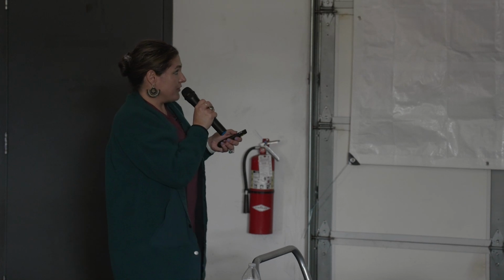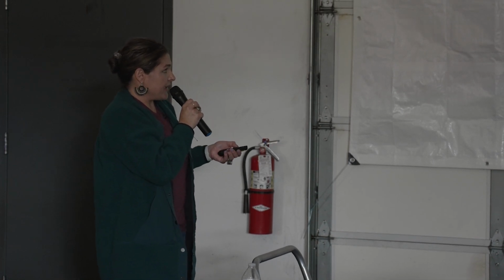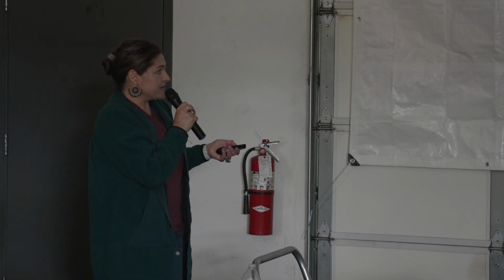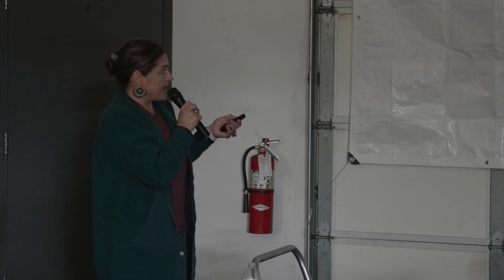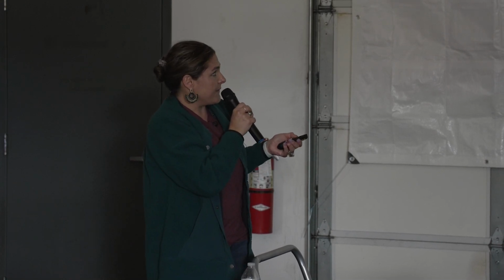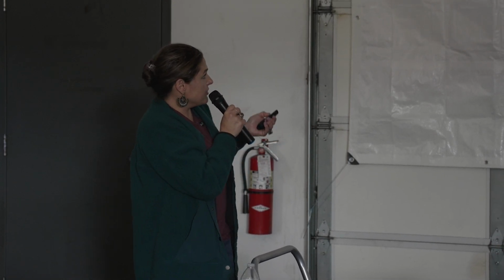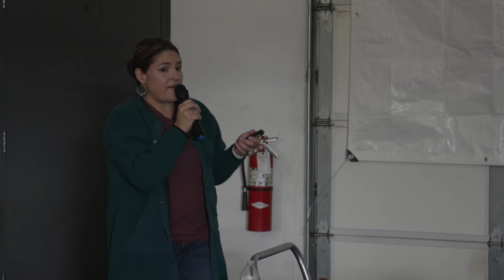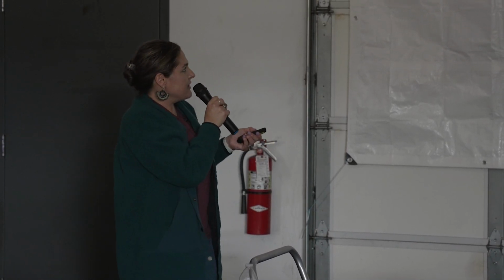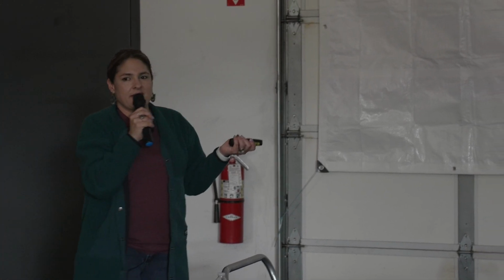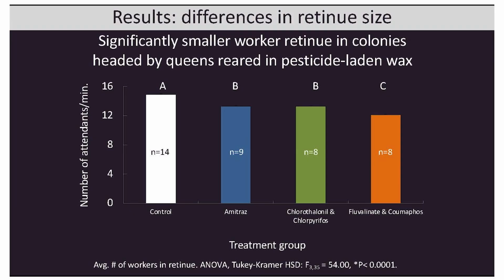And very strikingly, what we also found was that the queens that were reared in the miticide groups, fluvalinate, coumaphos and amitraz, had laid significantly fewer eggs per unit time. We didn't see a difference with the agrochemicals in terms of egg laying. So here's the number of eggs laid per 5-minute interval. So what does it mean to lay 1.2 eggs in 5 minutes? That's not biologically very relevant, right?